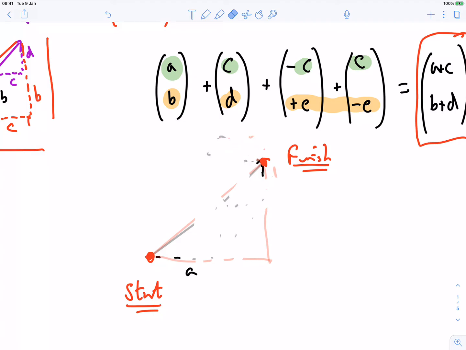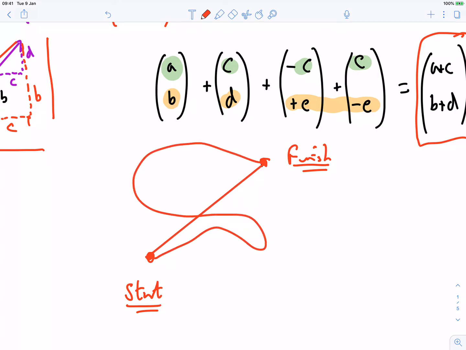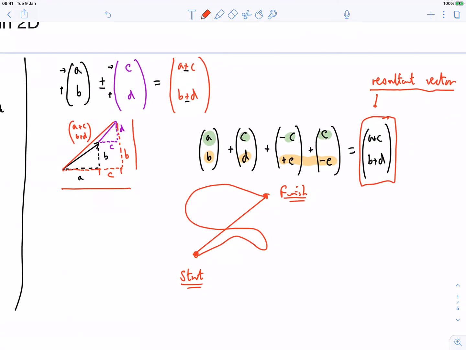What I'm claiming in vector form is it doesn't matter how much you add or subtract. In vector form, going from here to here is the same as from here, like that, as long as you start and finish at the same place. And the reason for that is because you can add and subtract the individual vector component parts. And just like when you're adding and subtracting lots of positive and negative numbers, they all cancel out in the end. So that's a real important thing.